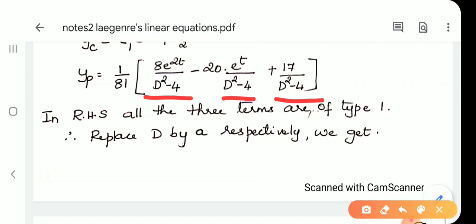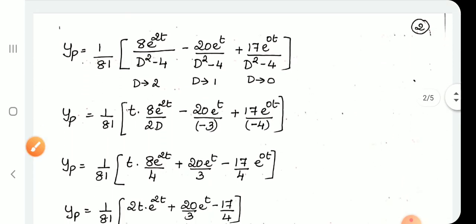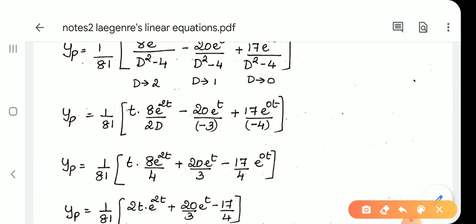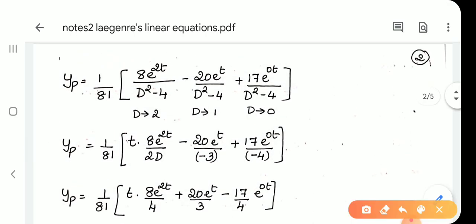And we know in type 1, we replace d by a. So after replacing d by a, let us see what happens. So here, when we replace d by 2, d square becomes 4. So 4 minus 4 becomes 0. So denominator becomes 0. So we know that when denominator becomes 0, we have to put one t in the numerator and differentiate the denominator.